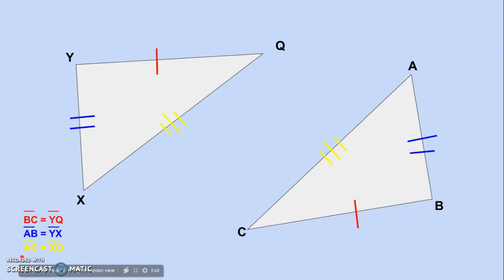And we can determine that all three sets of lines are equal, meaning line BC is equal to line YQ, line AB is equal to line XY, I wrote that wrong, and line AC is equal to line XQ. And so we can determine that both of the triangles are equal.